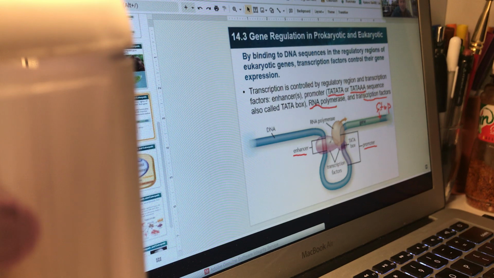Because this number one, and number two, and number three, they all have to touch each other. So if number one and number two are the only two touching and not number three, nothing happens. All three, 1, 2, and 3, have to touch each other. So for them to touch each other, it has to create this bend. You see this bend here? It has to create this bend, this loop.